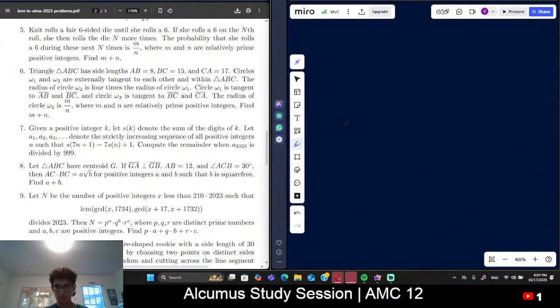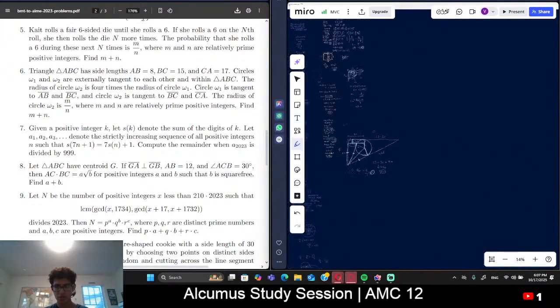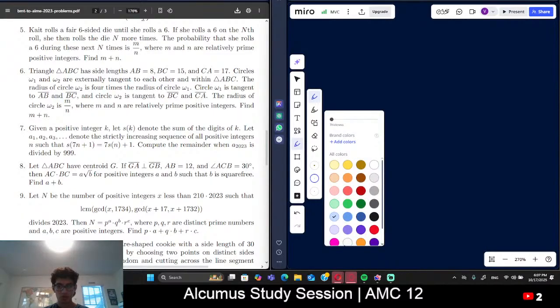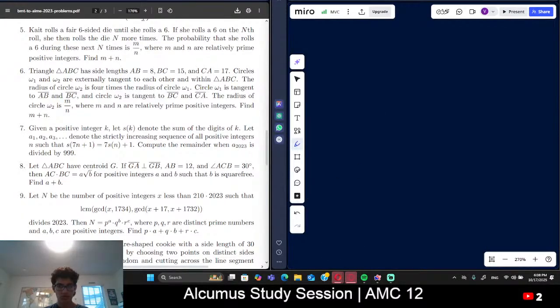Oh, doesn't look very pleasant or easy. Let's give it a go though. Actually, since we just did one geometry thing, maybe I can try another one and just see how it goes. Let triangle ABC have centroid G. If GA is perpendicular to GB, AB is 12, and ACB is 30, then blah blah blah, such that it's square free. Find A plus B.